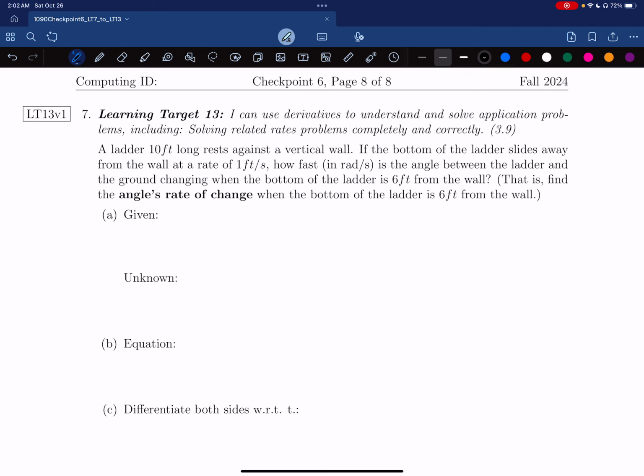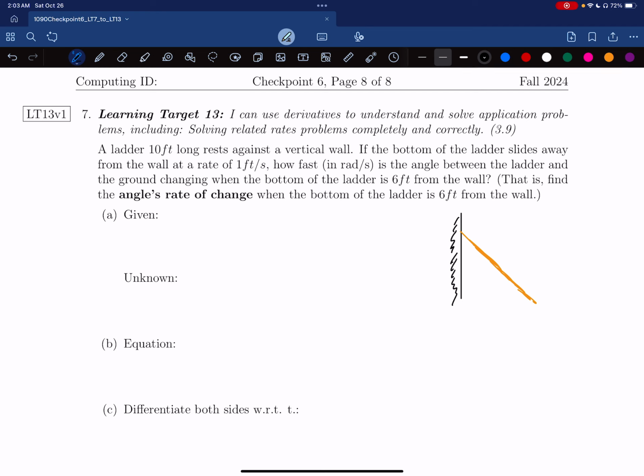So now with this problem specifically, we have a 10-foot long ladder against a vertical wall. So you have some vertical wall here and a 10-foot long ladder. And the bottom of the ladder is going to slide away from that wall. I have some ladder right here, and it's going to be sliding away at a rate of 1 foot per second. So that'd be to the right.